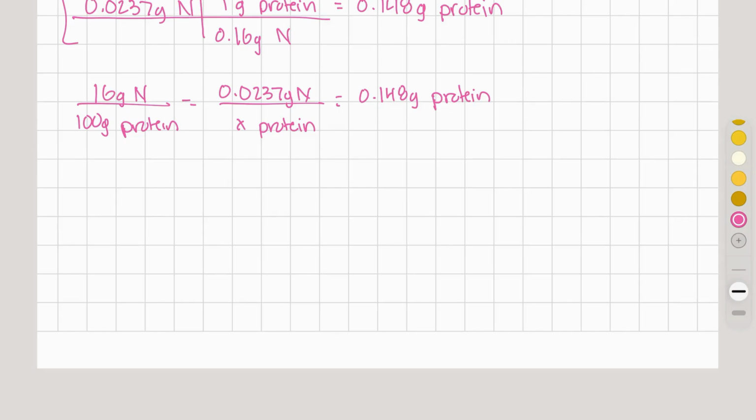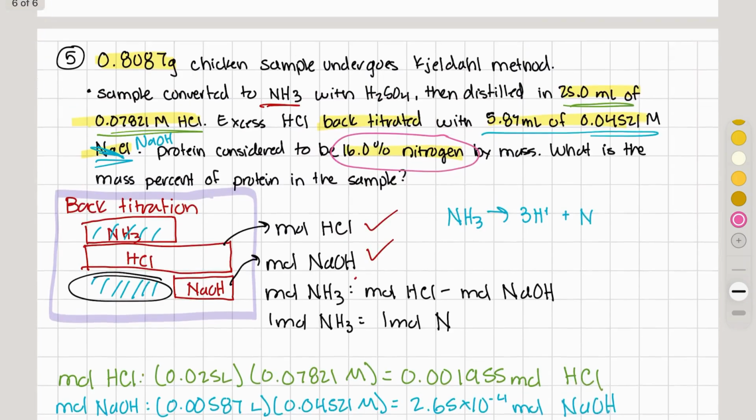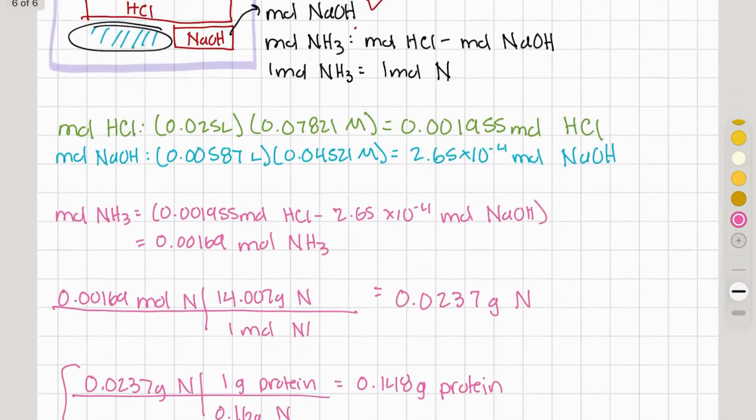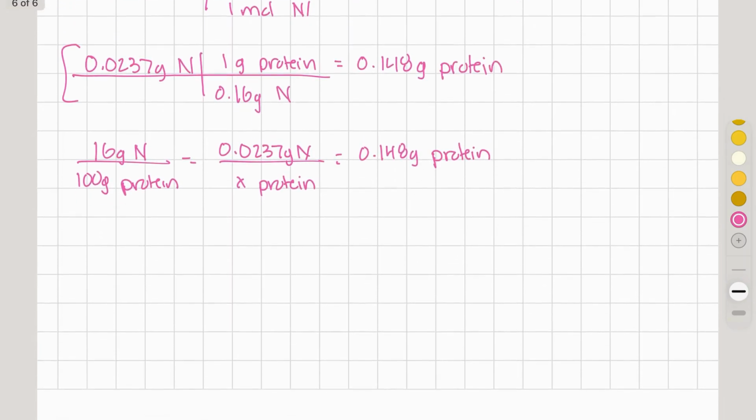And so now to find finally what it's asking for, which is this mass percent of protein in our sample, I'm going to take what we have from our sample, 0.148 grams, divided by that original amount, which was 0.8087 grams of our sample, times 100, and this is going to tell me it is 18.3%.